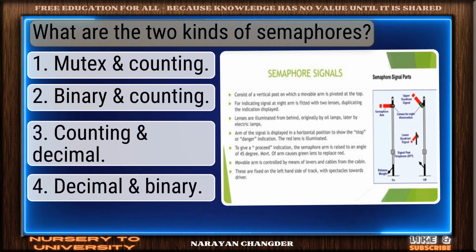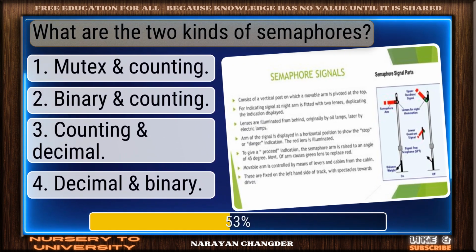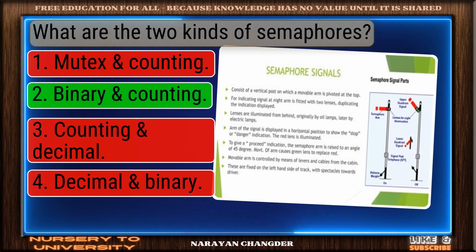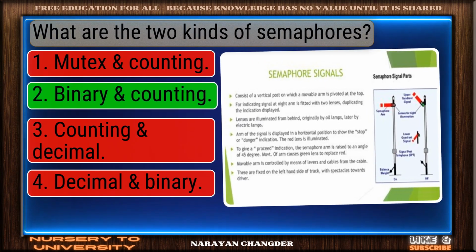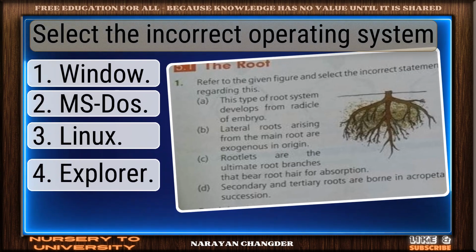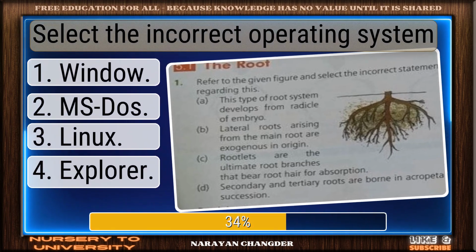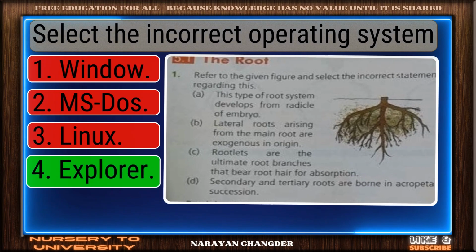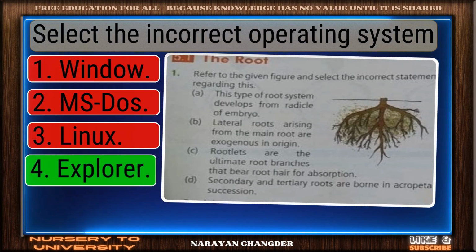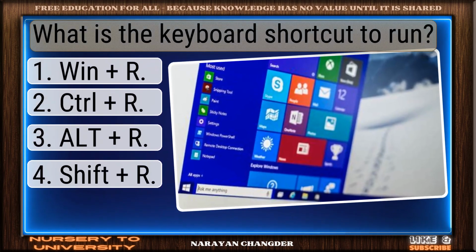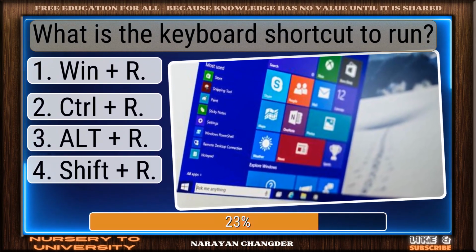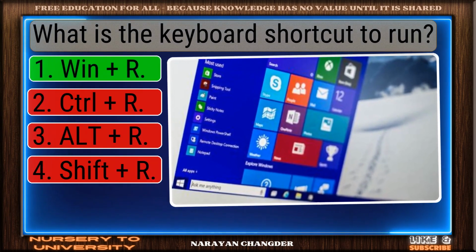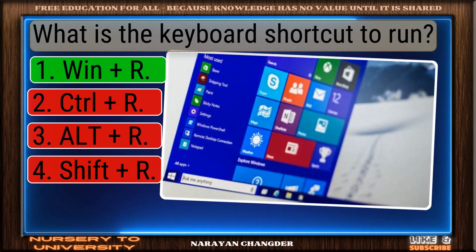What are the two kinds of semaphores? Well reasoned. Binary and counting is the correct choice. Select the incorrect operating system. Strong choice. Explorer is the right answer. What is the keyboard shortcut to run? Well picked. Win plus R is the correct answer.